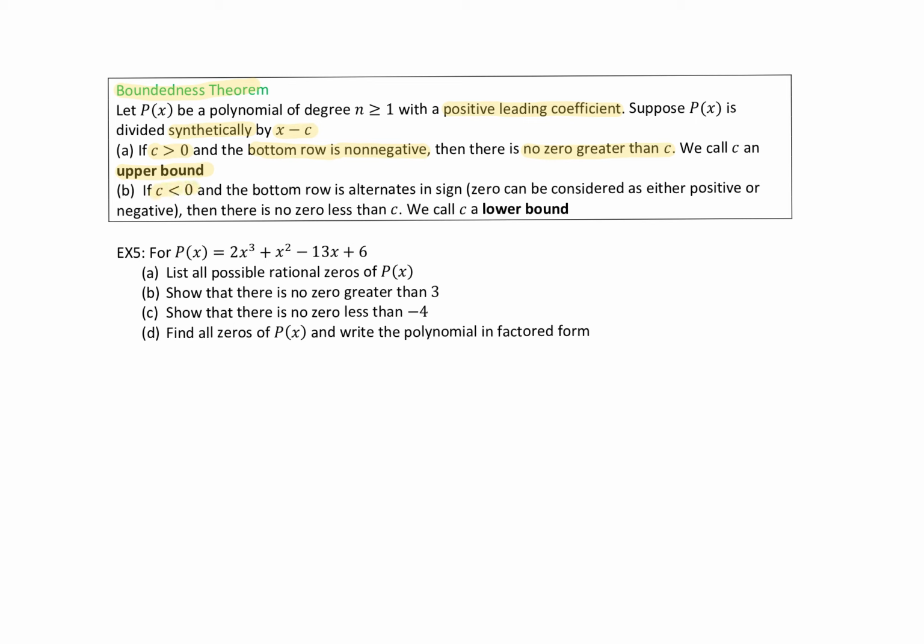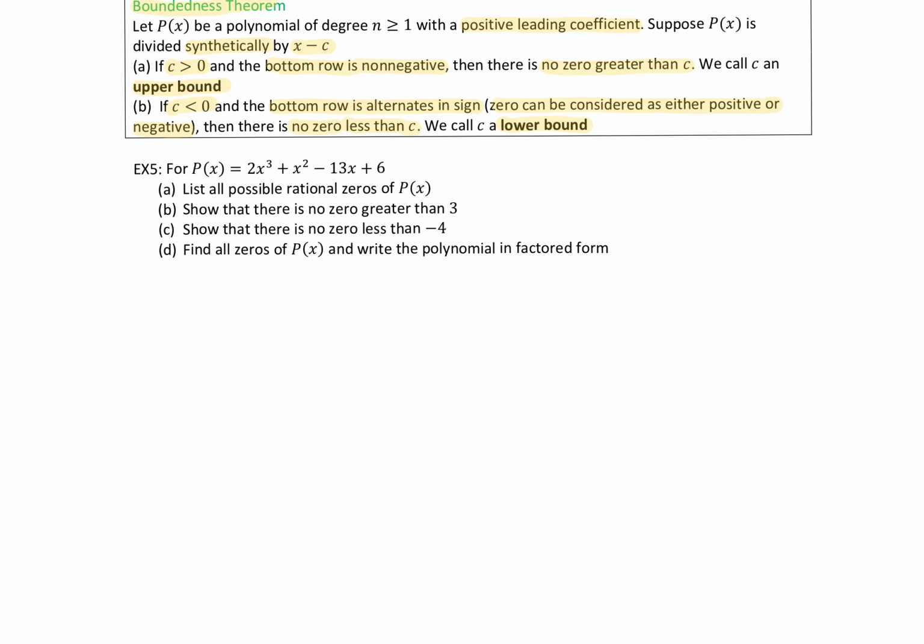If c is negative, and when you do synthetic division, the bottom row alternates in sign, so negative, positive, or positive, negative, and if you get a 0 in the bottom row, you can choose it to be either positive or negative, then that tells you that there's not going to be any zeros for your polynomial that are less than c. So c is what we call a lower bound, because you can't have a 0 lower than that. So putting bounds on our choices.